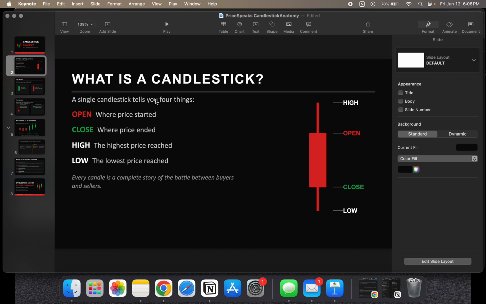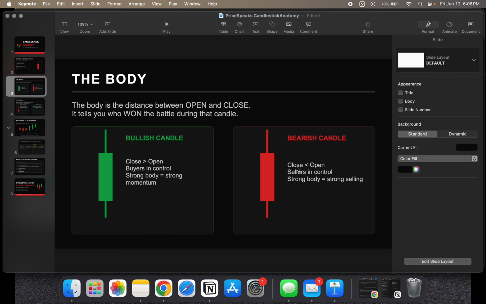Next we'll go into the body. The body is the thickest part of the candle. The body is the distance between the open and the close price. It tells you who won the battle during that candle. Again, this is an example of a bearish candle, meaning sellers won that battle. Sellers stayed in control, which just means that at this current time and price in the market, more sellers were in the market and in control of direction than the buyers.